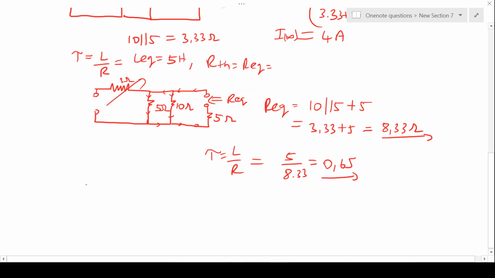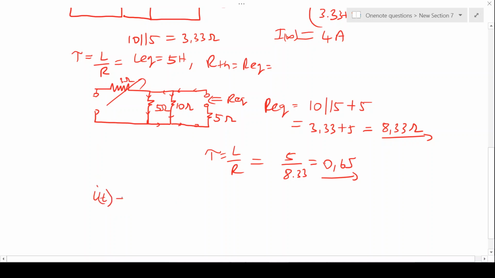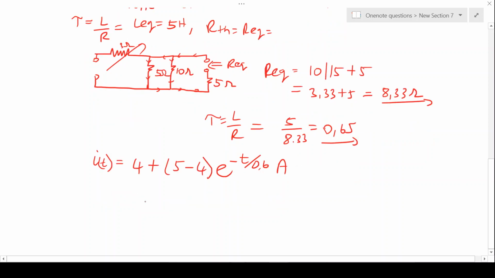Right, so therefore the current IT is going to give you I infinity, which was 4, plus I0, which was 5, minus I infinity, which will be 4, e to the negative t over tau, which is 0.6, and that will be in amps. So this is going to give us 4 plus 1e, so it will be 4 plus e to the negative t over 0.6 amps, and that's the current.